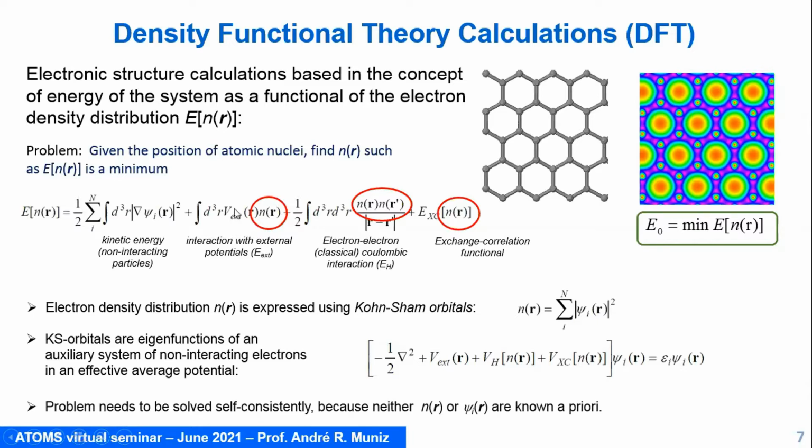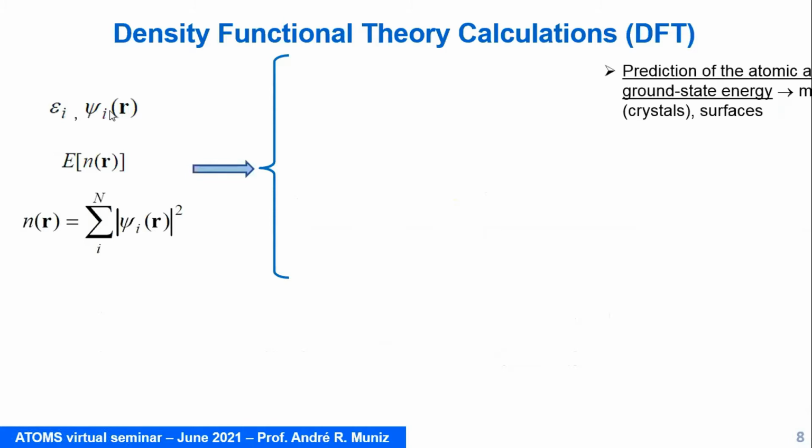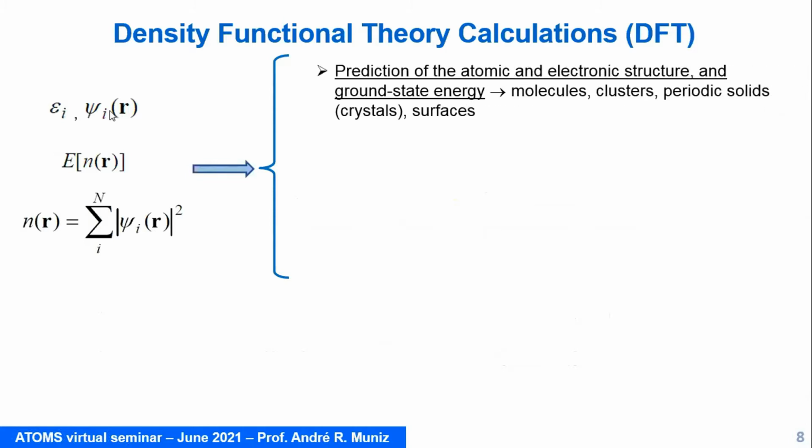But what do we do with this information? Based on these energies in the ground state, the wave function, and the eigenvalues and eigenfunctions, we can extract a lot of information, virtually any information about the properties and structure of the material. For example, we can predict the atomic structure of molecules, clusters, solids, nanomaterials, surfaces by finding the atomic positions of the nuclei that minimize the whole energy of the system.